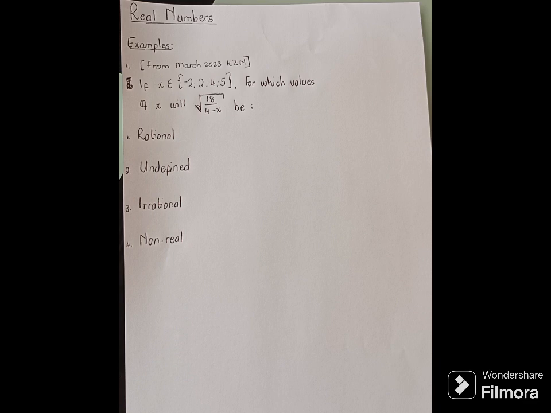Okay, let's break down the question. The question is saying that if x is -2 or 2 or 4 or 5, we have 4 values of x, and what they want to know is, when will this number, the square root of 18 over 4 minus x, be rational? Remember that a rational number is a number that can be written as a fraction where both the numerator and denominator are integers. Okay, so let's start by doing this.